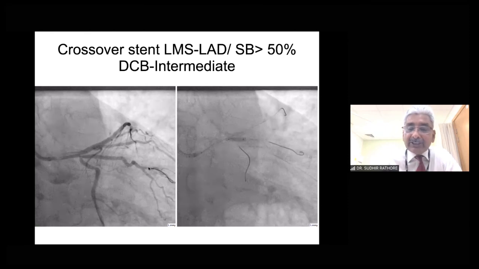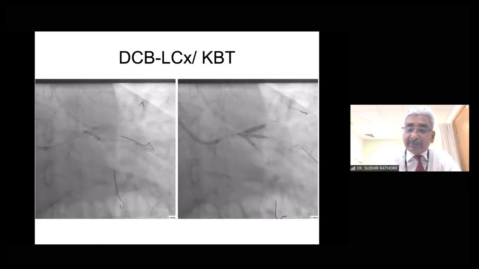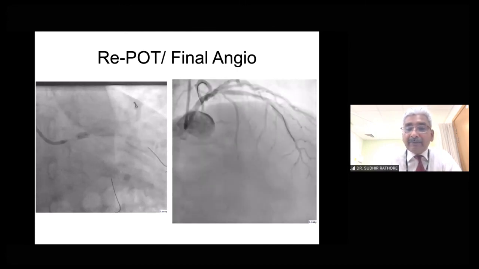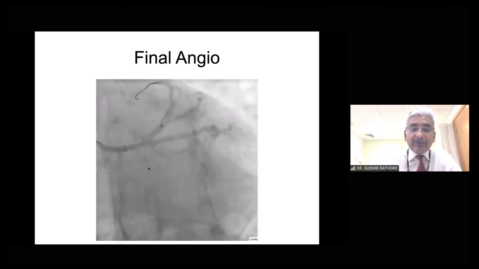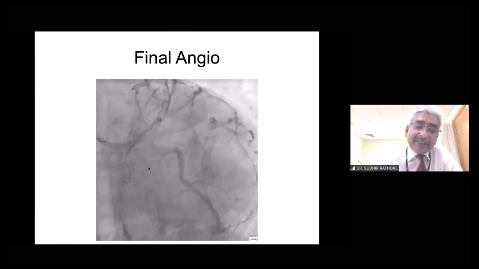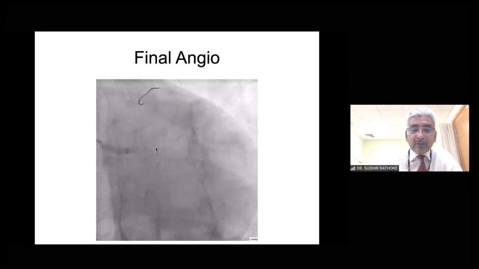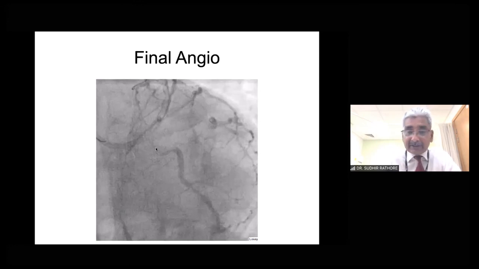And we treated with DCB to both the intermediate and the circumflex ostium. And this was the final result after the kissing balloon we used with the same balloon. As you can see here, we used 3 balloons to open up, followed by POT. And this was the final angiogram, which achieved a pretty good result in this case. You can see the good result in the left main stem, ostium of the left anterior descending coronary artery, and good ongoing result, and the good result in the intermediate or a high OM1 and the left circumflex.